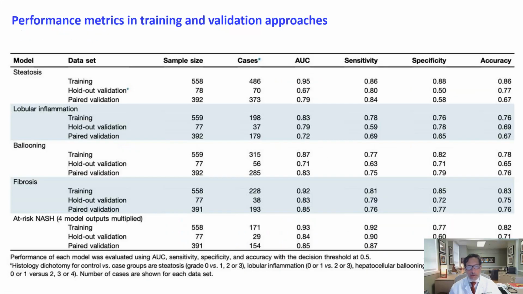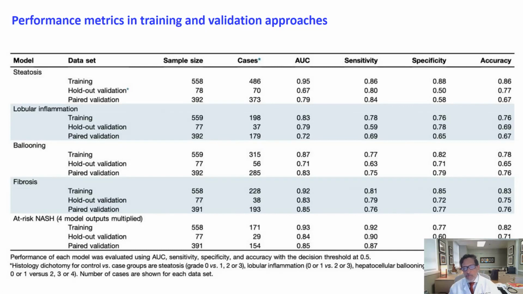Now, this is the summary of the data. So you're seeing the sample size for the training, holdout, and paired validation. You're seeing the number of cases, and then the area under the curve, and the sensitivity, specificity, and overall accuracy of the test. So for steatosis, we started off with an AUROC of about 0.95 and accuracy of 0.86. It did drop off in the validation cohorts, but one thing I'll tell you, in the holdout validation, there were only 8 patients who had no steatosis. So there weren't enough patients without steatosis to be able to clearly make those distinctions.